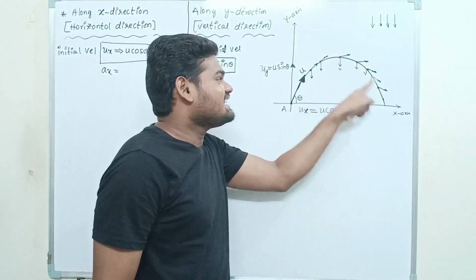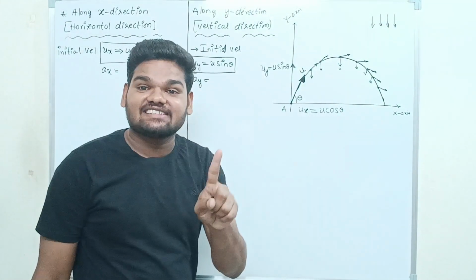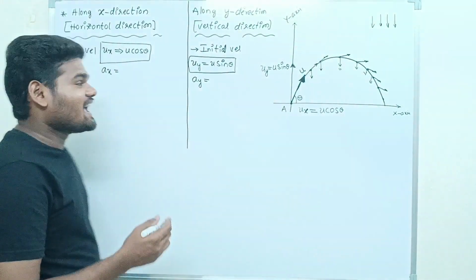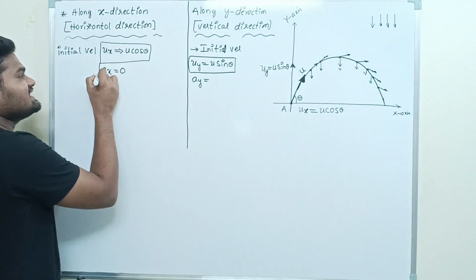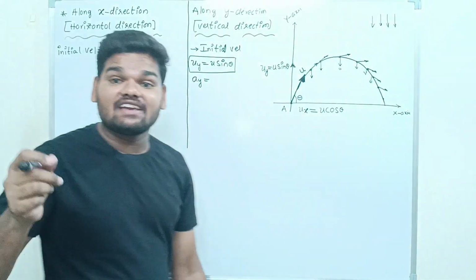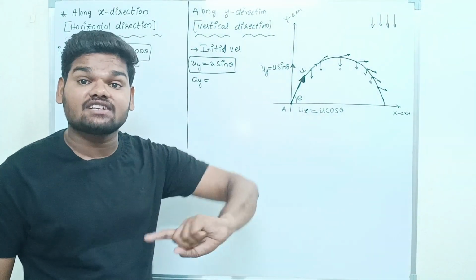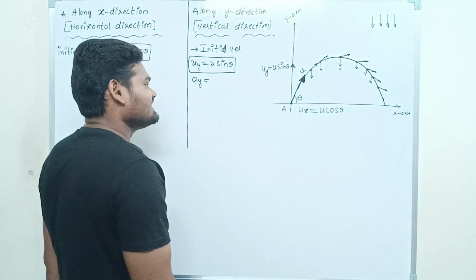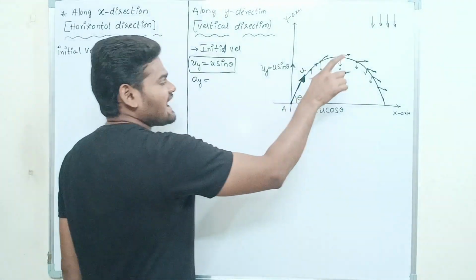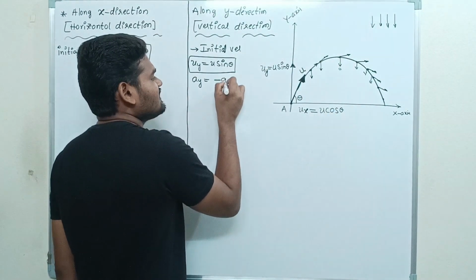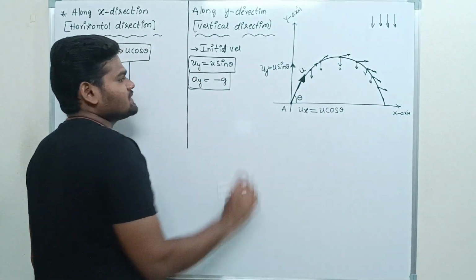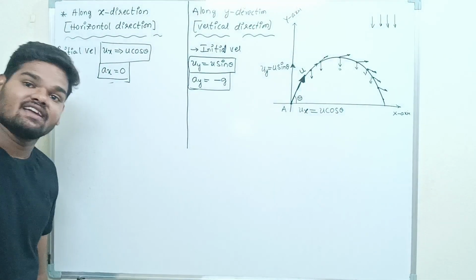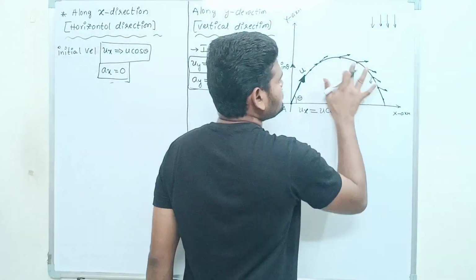Is there any acceleration due to gravity along x direction? No acceleration due to gravity along x direction. That means in case of projectile motion, the acceleration of the object along x direction, how much? Zero. That's it. But along y direction, there is an acceleration. That is how much? Minus g. Are you getting any doubts? Okay, sir.